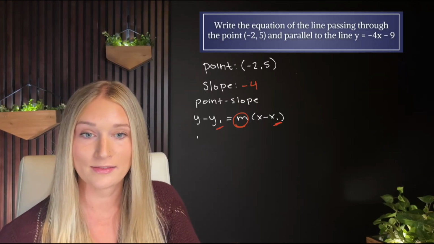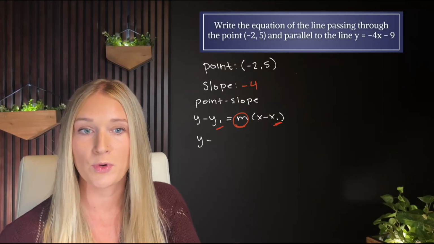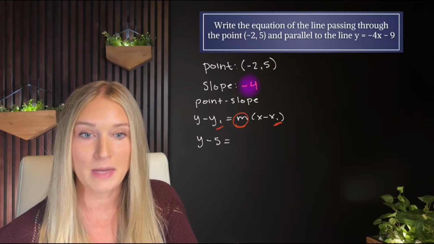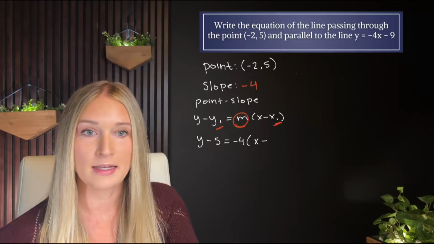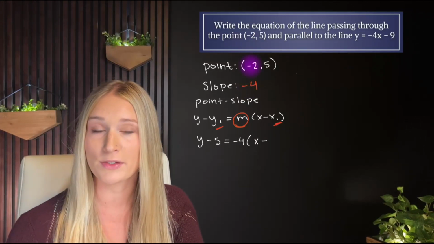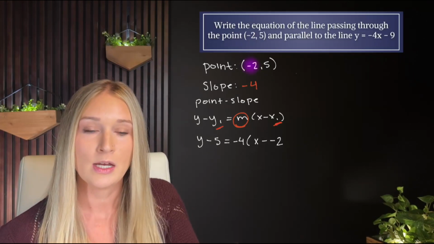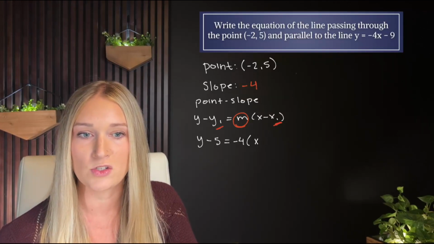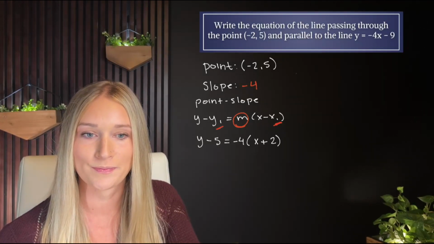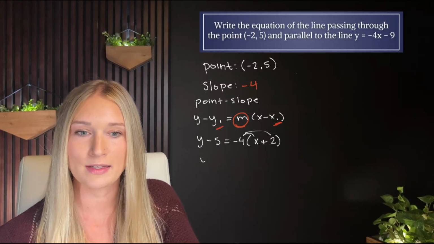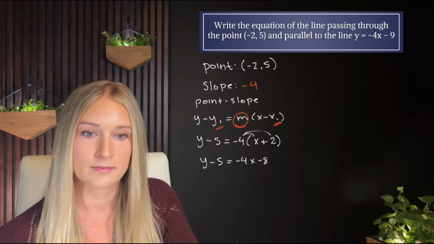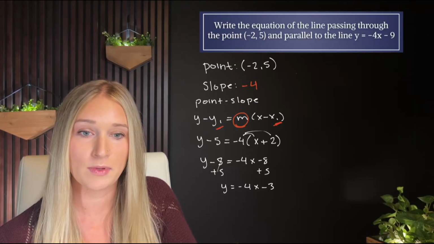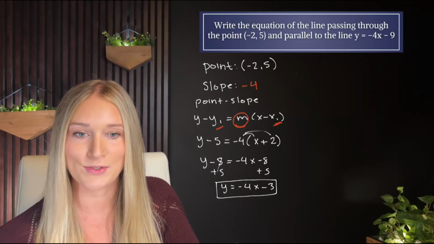So I leave my y, and in the y1 position, I'm going to put the y value from my ordered pair, which is a 5. M, my slope, is -4, x minus, and then in my x position, I put the x value from my ordered pair, which is a -2. Notice I do have a double negative. Two negatives make each other positive, so instead of that double negative, let me just write x plus 2. From here, I will distribute and write this in slope-intercept form. I add my 5, and y equals -4x minus 3. So this is my equation in slope-intercept form.